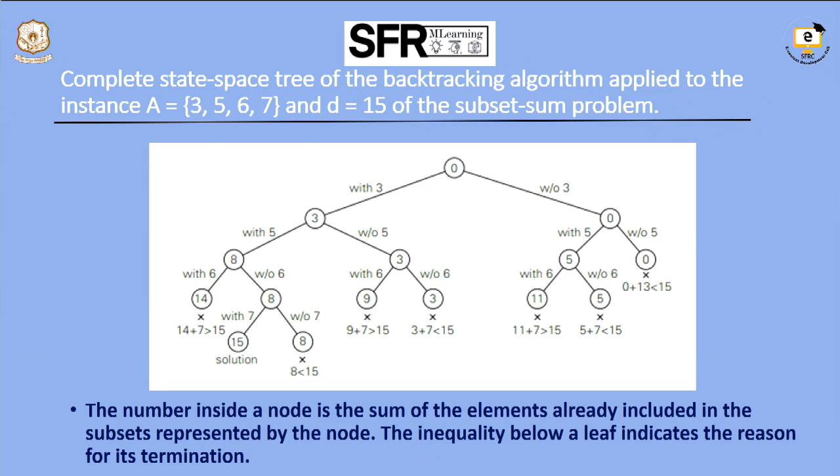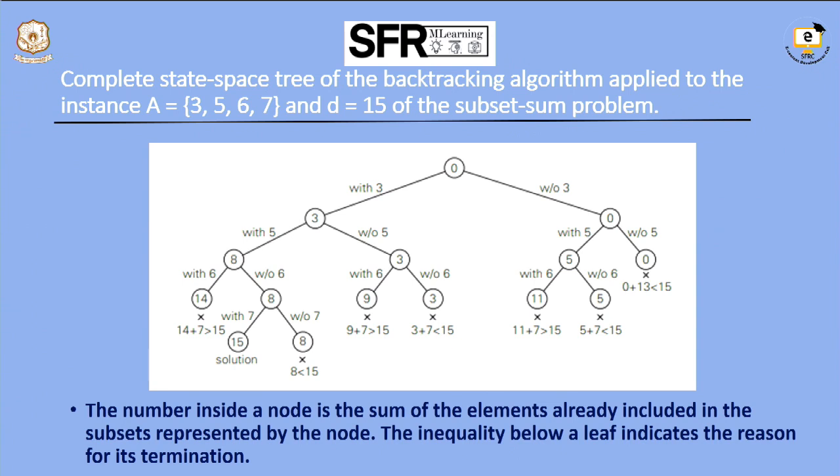So now when you start from the root node including 3, the total is 3, 3 is less than 15, we continue. The next left child is including 5. So when we include 5, 3 plus 5 is 8, so we write that 8 in the node. And the right child of this node is without 5. Similarly when you go to the next level, we have included 3, we have included 5. Now coming to the next, 6.